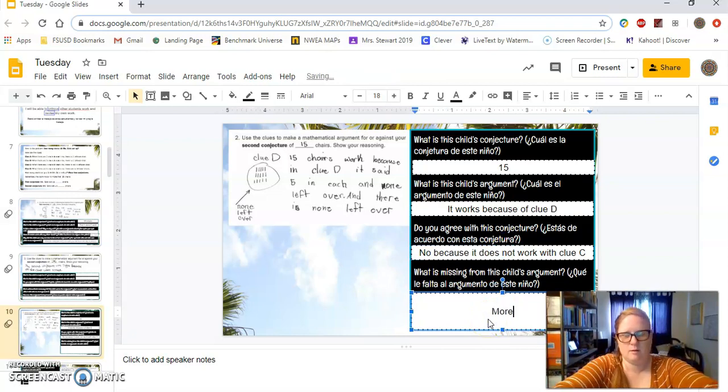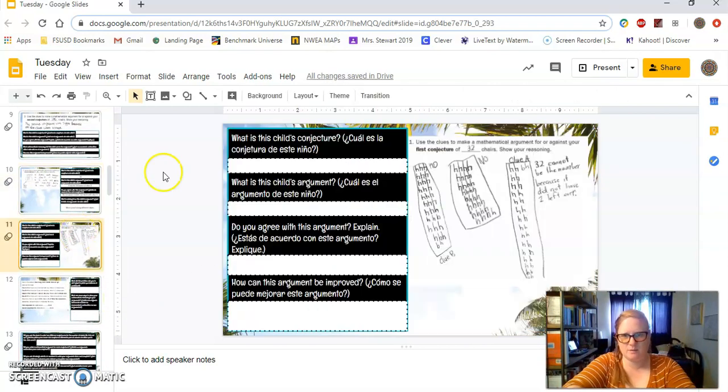More proof using different clues. Okay, and then you're going to do the next one.